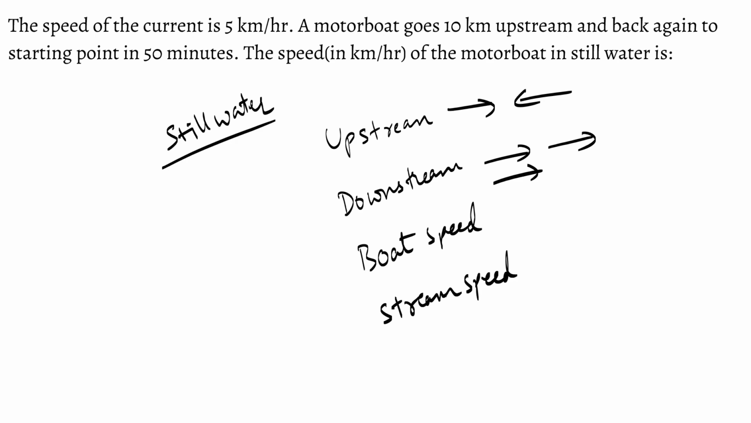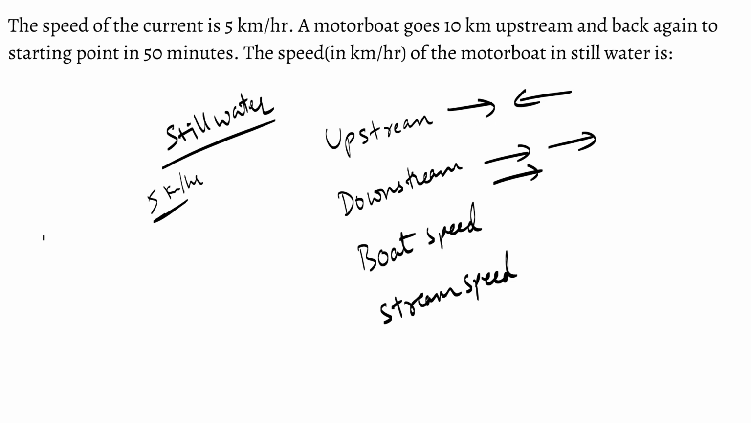In some problems where the speed of a boat is generally given, it usually means the speed in still water. So if a question mentions that the speed of the boat is 5 km per hour, what does this mean? The speed of the boat in still water is 5 km per hour. So here in upstream, what is the relative velocity?